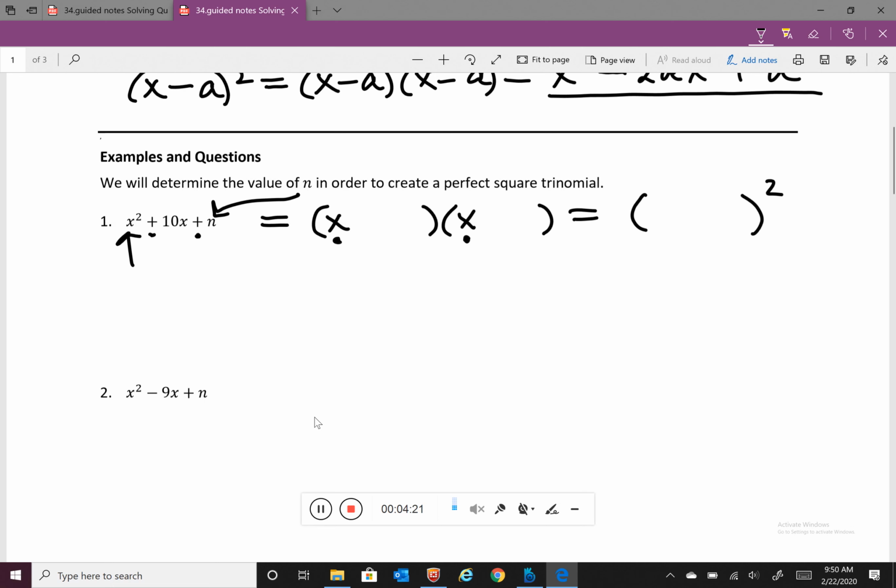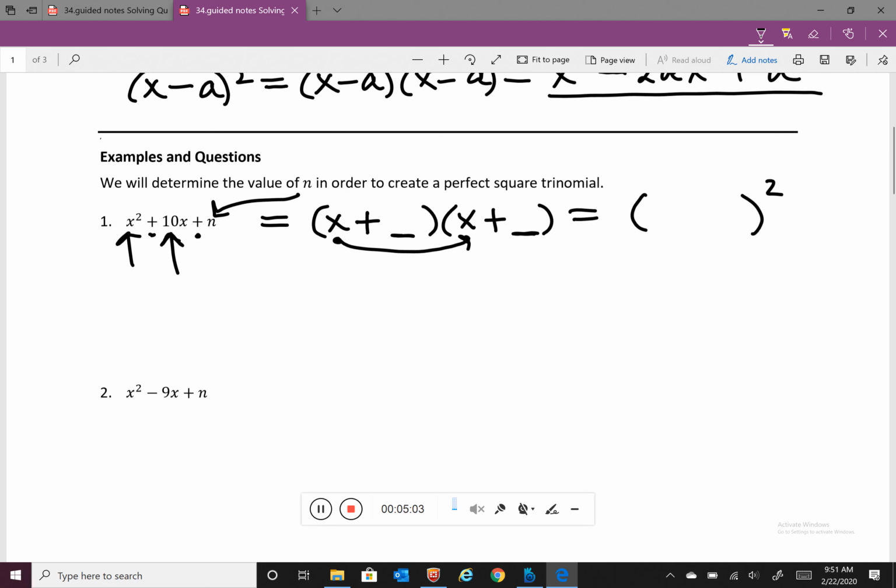So 10 is going to guide what we need to do in order to determine n. So this is a bit of a riddle. We want to know x plus what times x plus the same what is going to give us 10x. Well, x times x is our x squared. So now we want to figure out what goes here that are exactly the same numbers that is going to add to be 10x. So they have to be the same, but they're going to add to be 10x.